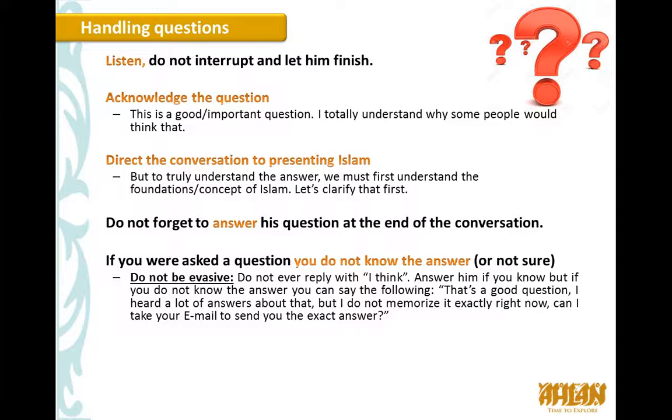Don't ever change any information in Islam, or give information that you don't know or are not sure of. So tell him that's a good question. I heard a lot of answers about that. Can I have your email or your contact or your phone number to send you the exact answer, or your Facebook, whatever you are using most in your campus. Try to obtain it and send him the exact answer. And as we said, it's not that Islam has something false, no, it's you that have missing information.